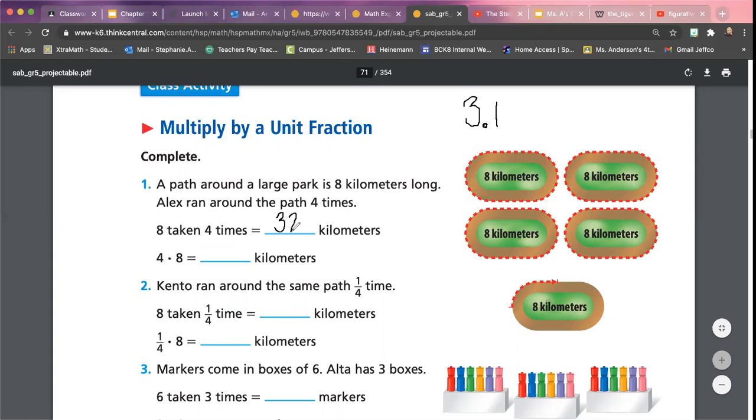Exactly. And I think the wording is kind of funky, right? But he has an 8 kilometer track right here, and he runs it 4 times. 8 plus 8 plus 8 plus 8, or like Bella said, 8 times 4 is 32. So they turn it here into 32 kilometers.